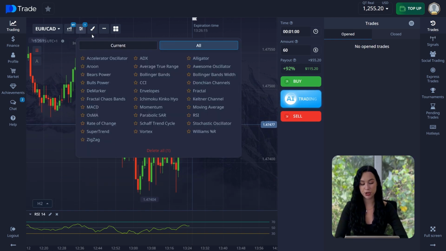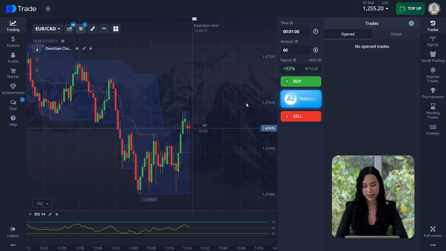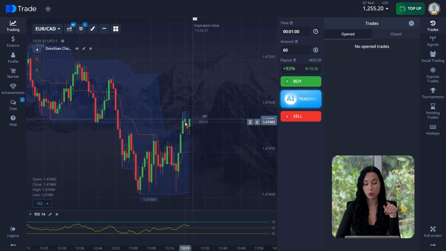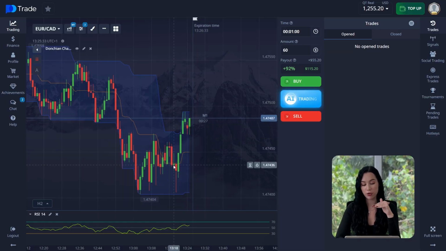You also can change the periods of RSI like this, and as you can see, the histogram of RSI is changing depending on the period. So that's how you can more clearly see the movement of the chart. The lower you make the period of RSI, the more you see the fluctuations of the market.